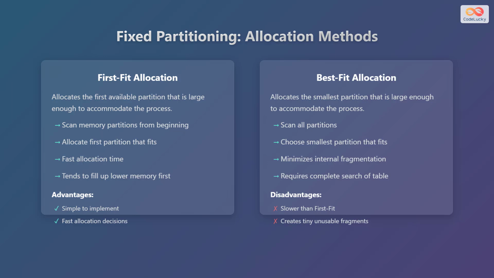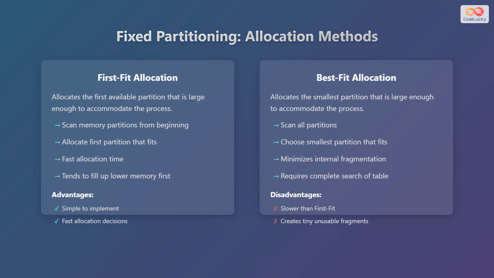Next, we will discuss the allocation methods used in fixed partitioning. We will start with first-fit allocation. In first-fit, the system allocates the first available partition that is large enough to accommodate the process. This involves scanning the memory partitions from the beginning and allocating the first partition that fits the process. The allocation time is fast, as it doesn't need to search the entire memory. However, this method tends to fill up the lower memory addresses first. It is simple to implement and provides fast allocation decisions.